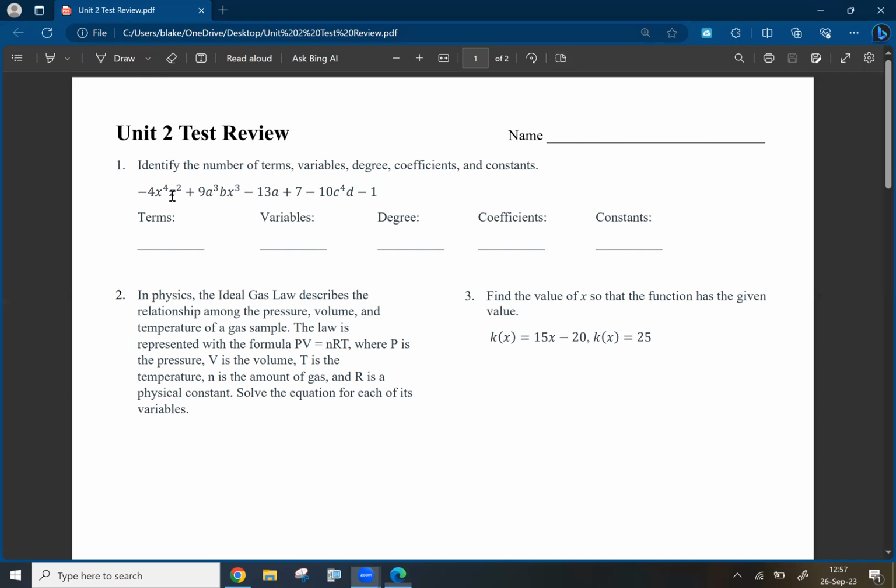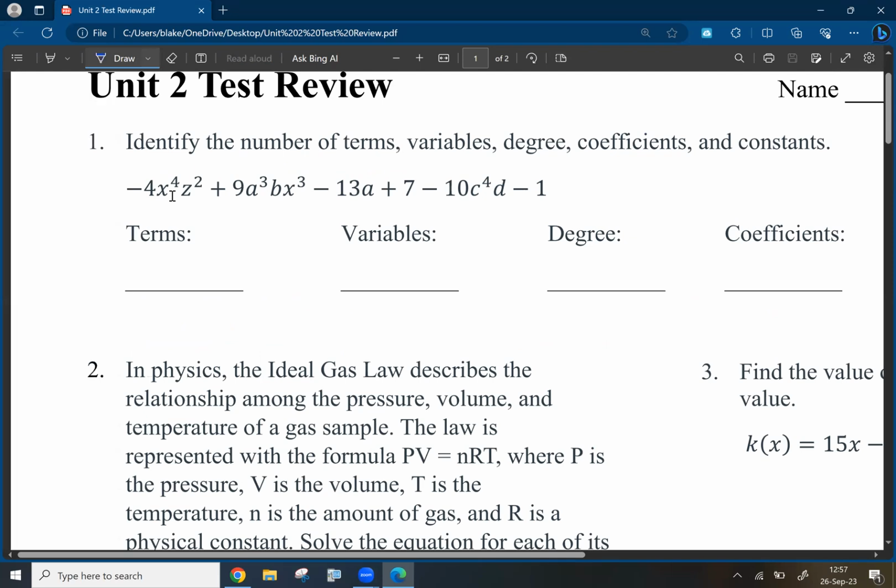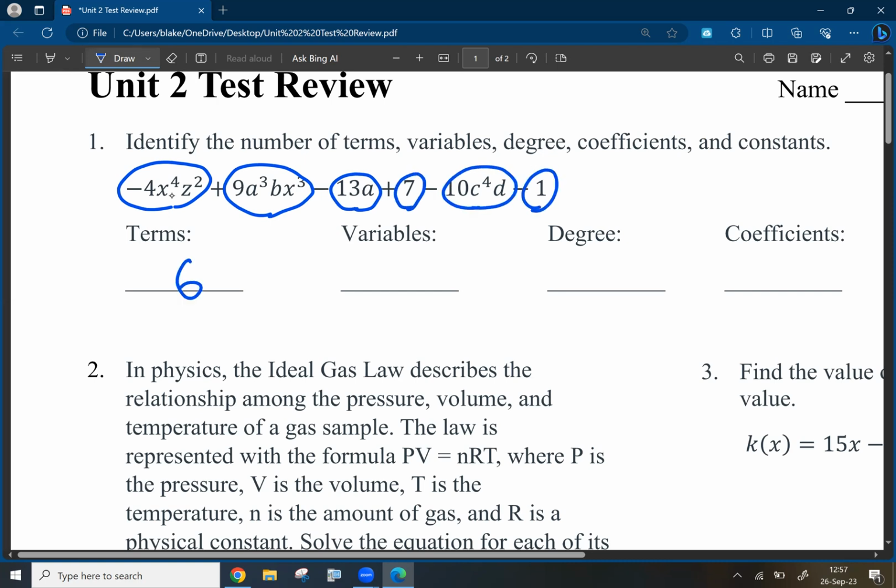Let's circle them real quick. Let me zoom in, circle this. So this is 1 term, 2, 3, 4, 5, 6 terms. We have 6 terms. Variables.